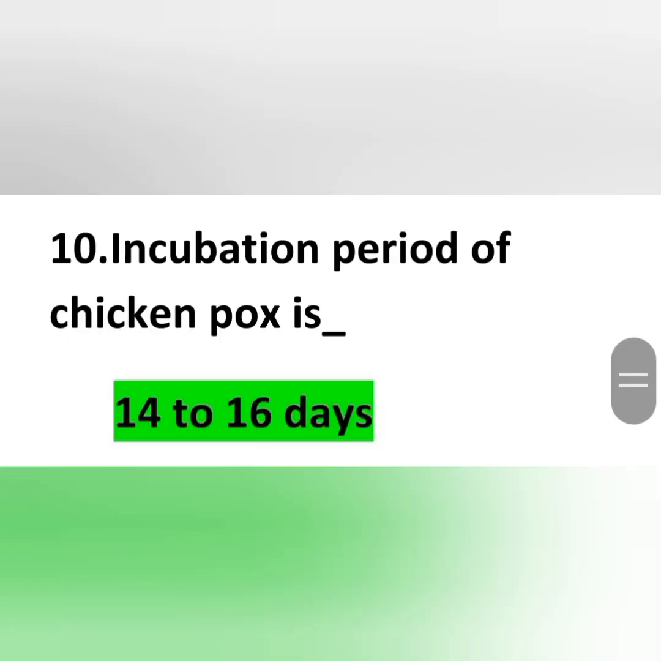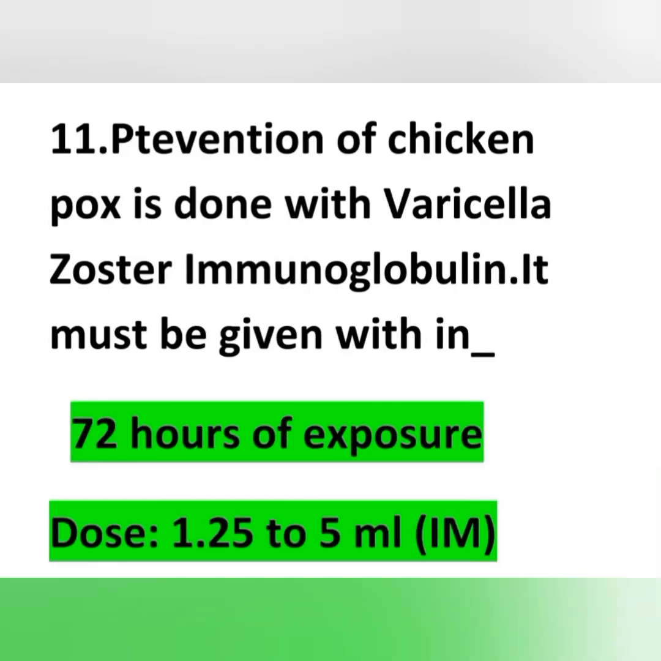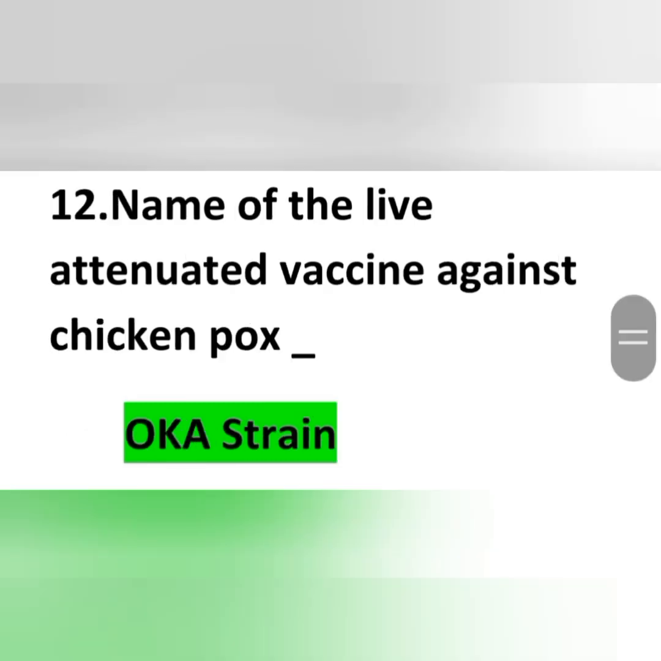And incubation period of chickenpox is 14 to 16 days. Prevention of chickenpox is done with varicella zoster immunoglobulin. It must be given within 72 hours of exposure. The dose of immunoglobulin is 1.25 to 5 ml. Usually it is given through the intramuscular route.